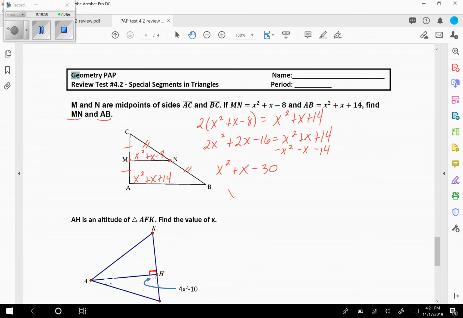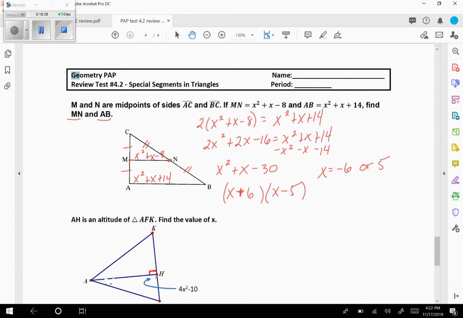So now we have to think of two numbers that are going to be multiplying to negative 30, but yet adding up to positive 1. So that would be positive 6 and then negative 5. Okay, because negative 6 or positive 6 times negative 5 would be negative 30. But then you do 6 plus negative 5 and you get positive 1. So now solve each of these so you get x is either negative 6 or 5.